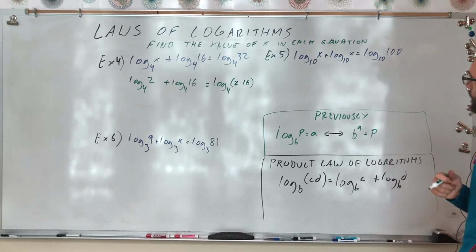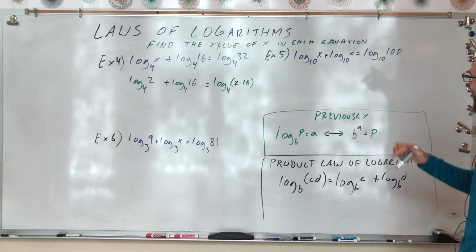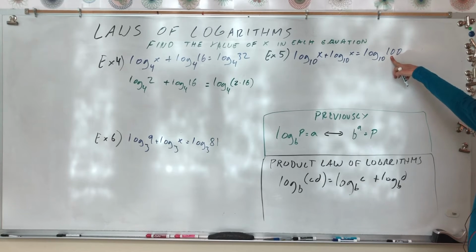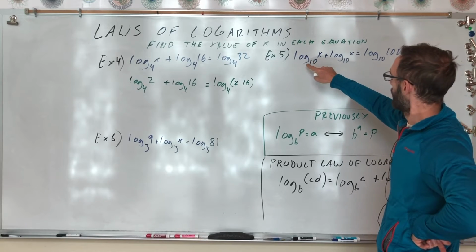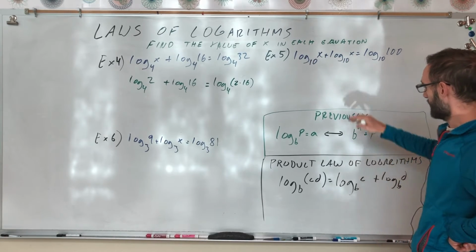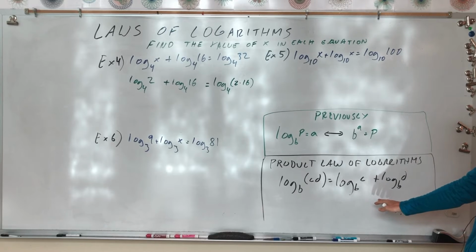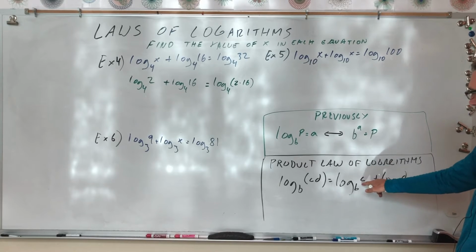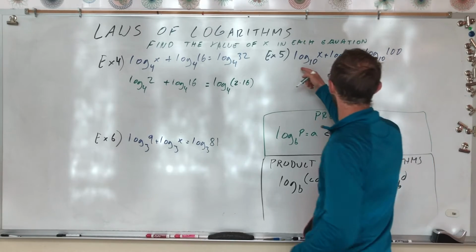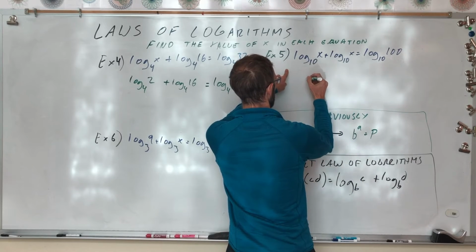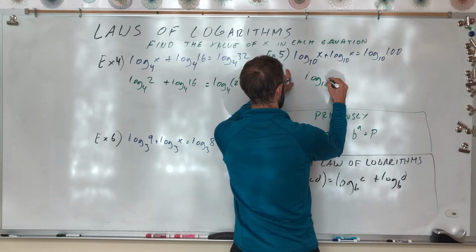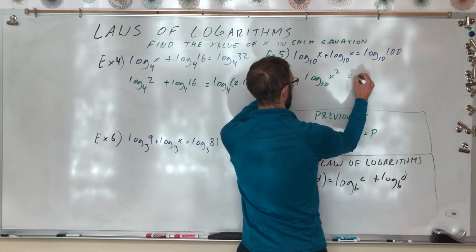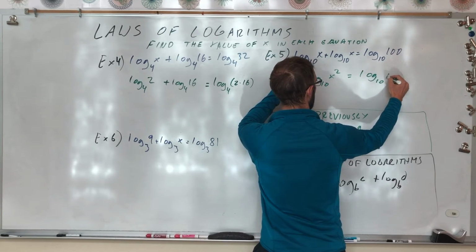Let's still look at this one. Well, this is 100. I'm going to do this a little differently this time. I'm going to take log base 10 of x plus log base 10 of x, and apply this product law of logarithms. If I have these two logarithms added together with the same base, it's like taking the product of the arguments. So this left side of the equation can be rewritten as log base 10 of x squared equals log base 10 of 100.